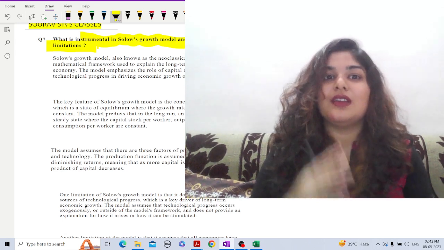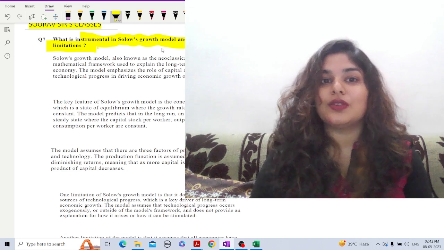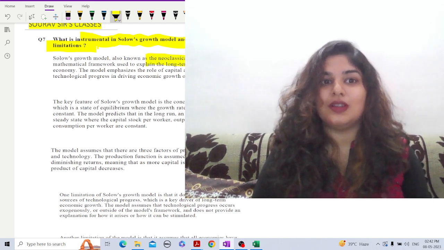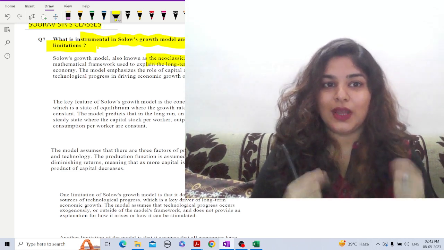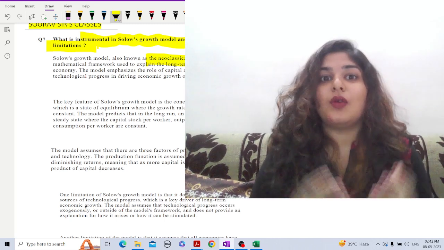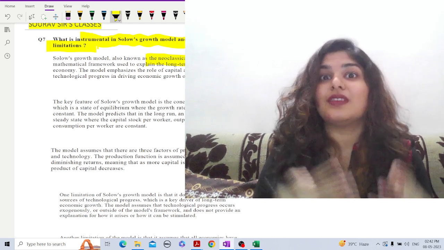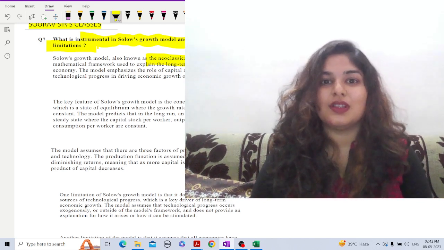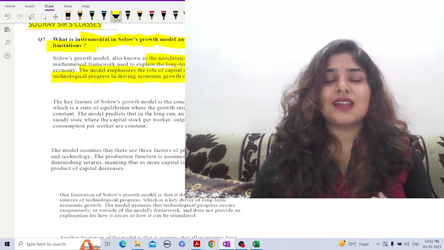Now let us have a look at the instruments of this particular Solow growth model. First of all, this is called the neoclassical growth model. Here we try to explain the long run growth of an economy. And how do we try to show the long run growth? Via capital accumulation. What is the role of capital accumulation and technological progress in driving economic growth? So this is the objective of the model. The model emphasizes the role of capital accumulation and technological progress in driving economic growth over time. Now let us discuss some key features.